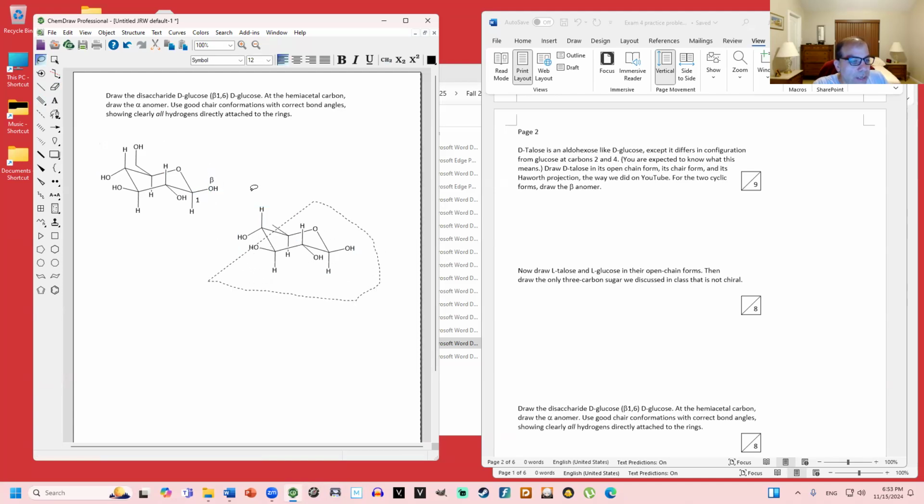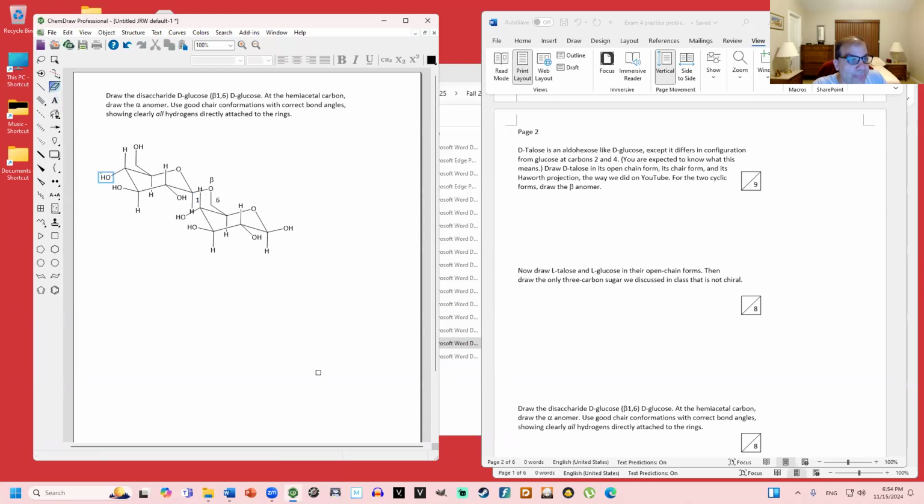But I'm just going to take another glucose and move it over so that I can connect that CH2 to the OH like this. And so this is carbon 6 of the other glucose. We've made a beta-1,6 linkage in order to connect the first glucose to the second glucose.